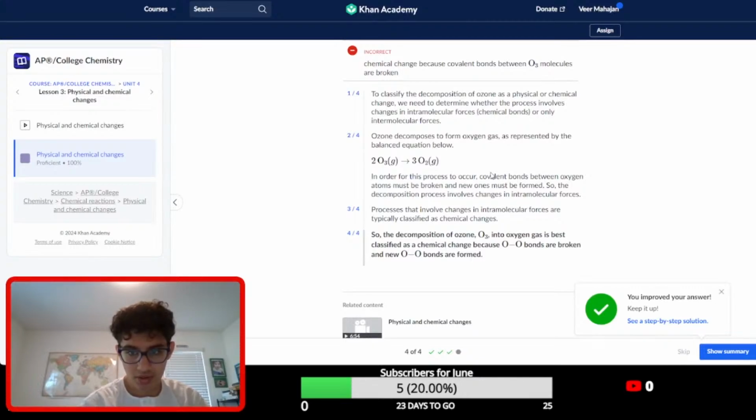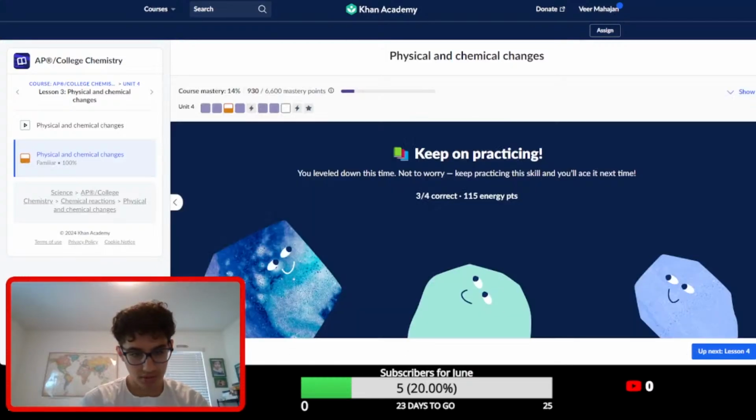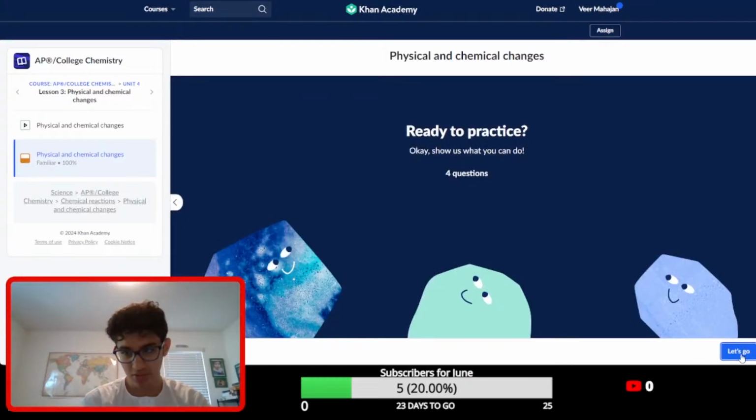Okay, we need to determine in order for covalent bonds between oxygen atoms must be broken and new ones must be formed. So the process is best classified because... Okay, and new ones have to be formed. I think that was the thing. So we're trying that again, and hopefully we'll do better this time.